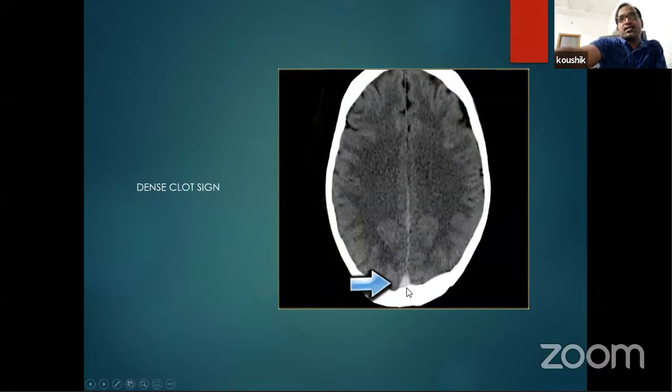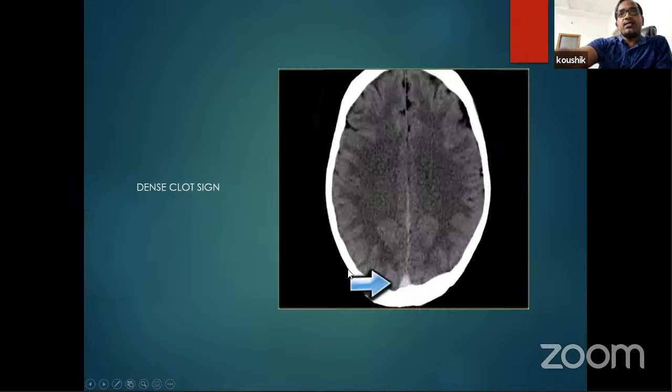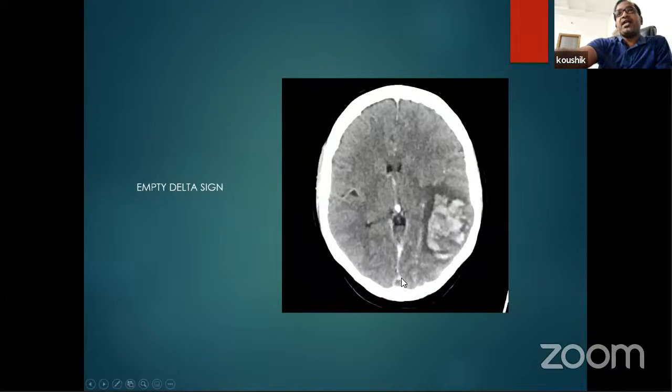If you see, this is the posterior aspect of the superior sagittal sinus on a normal CT brain, showing a dense clot sign. This is a dense clot sign. Then here comes a contrast image. In the same dense clot sign, if we give contrast, it will appear as an empty delta sign, because this thrombus within the sinus will not take up that contrast. Only the peripheral area of the patent venous sinus is seen, and this is the thrombosed part.